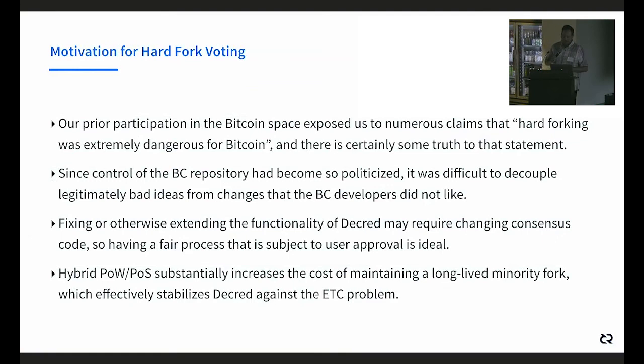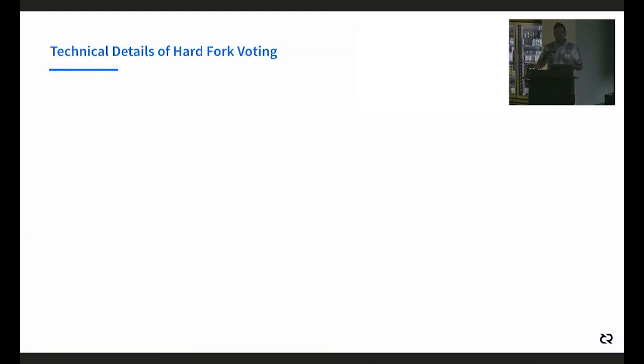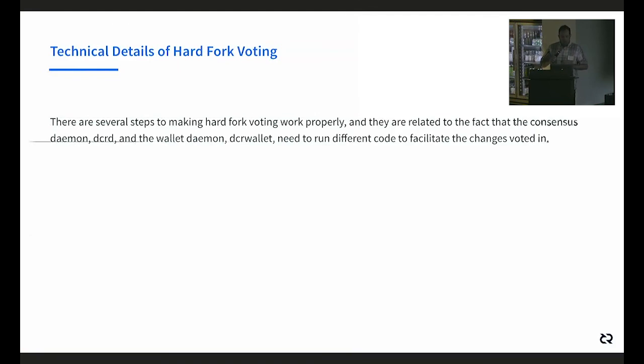So there are some details here, and they're related to how the staged upgrade process works. You need to verify that several of the parties are working in concert. You need to make sure the proof of work miners are upgraded. You need to make sure the proof of stake miners are upgraded. Then you need to actually kick off the voting, and then you start enforcement.